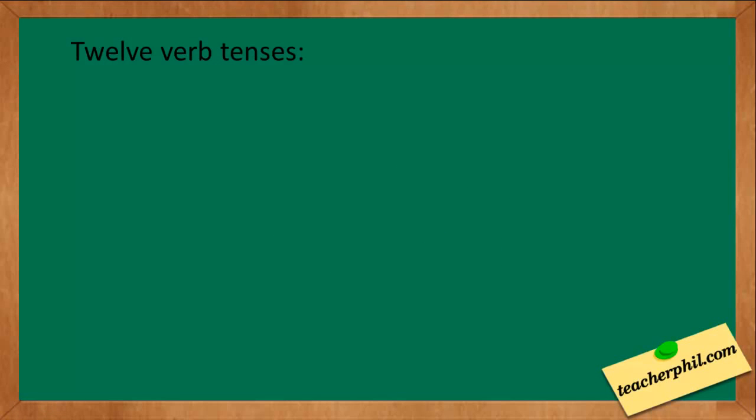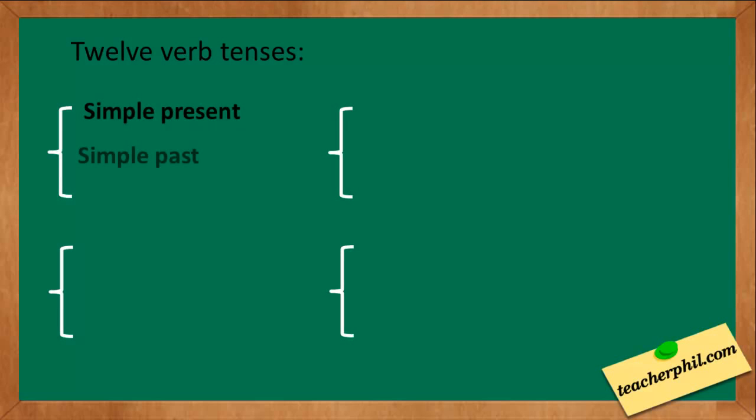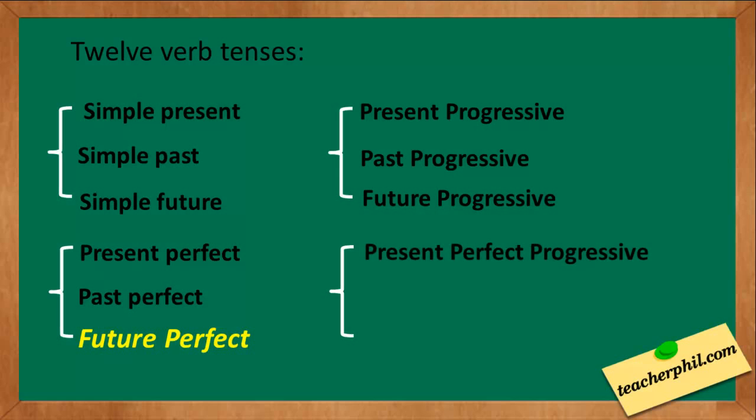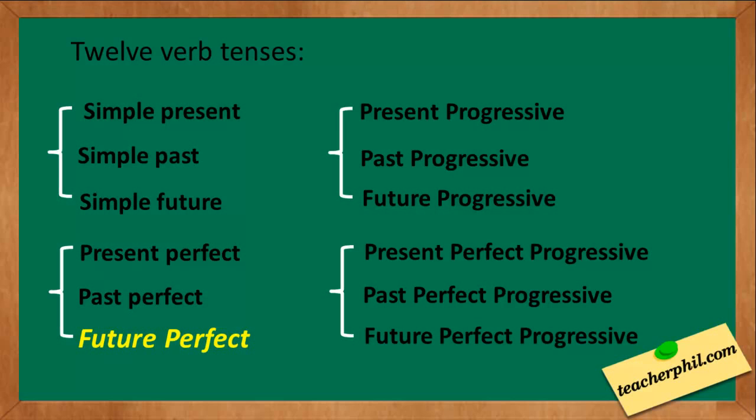The 12 verb tenses in the English language are the simple present, simple past, simple future, present perfect, past perfect, future perfect, present progressive, past progressive, future progressive, present perfect progressive, past perfect progressive, and future perfect progressive. This lesson will talk about future perfect.